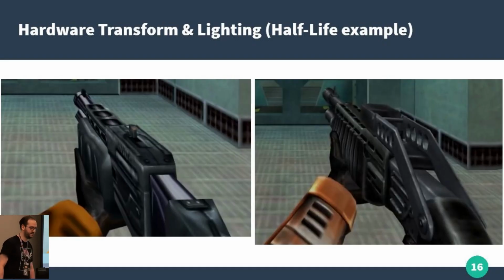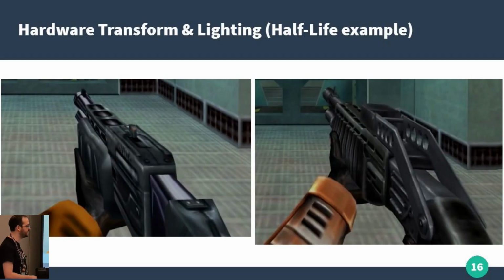So here's a screenshot of the shotgun from Half-Life. On the left, we have the original shotgun, and on the right, we have the hardware transform and lighting enhanced shotgun. Now, obviously, their design is different, but what I would like you to notice is that the left shotgun is basically like 6 or 7 rectangular prisms stitched together and then a little cylinder at the end. Details are not being articulated because the polygon budget is so tight.